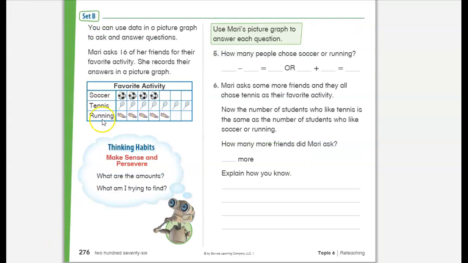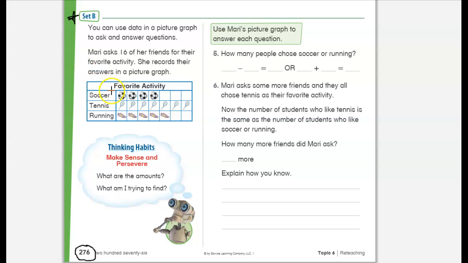For set B, it continues on our workbook page 276. For set B, it says you can use data in a picture graph to ask and answer questions. Mary asks 16 of her friends for their favorite activity. She records their answers in a picture graph.